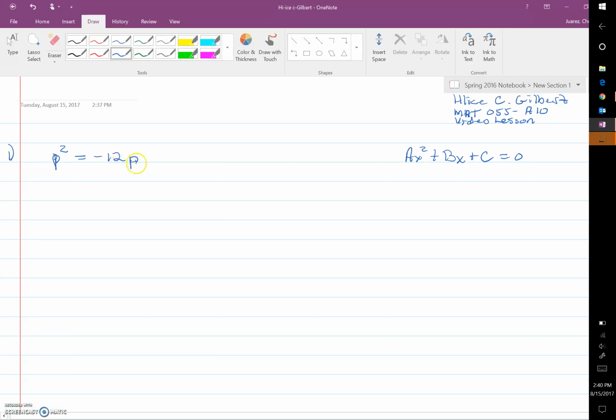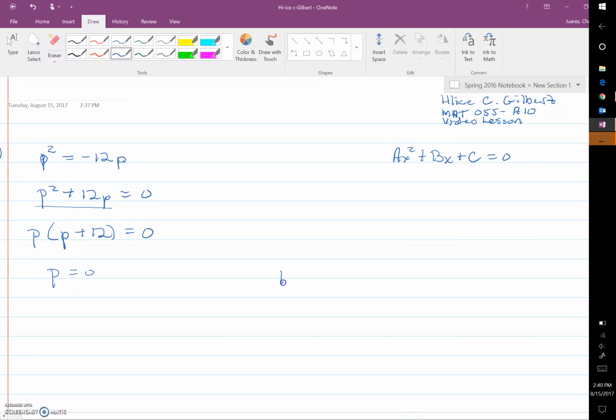So I'm going to add 12p to both sides. So p squared plus 12p equals 0. And now I'm going to just look at this part, pretend the equals 0 doesn't exist, and just go through my factoring rules. Is there any greatest common factor? Well, yes, there is. P, that leaves me with p times p plus 12 equals 0. Now I have two factors. It's fully factored, so I'll set each factor equal to 0. P equals 0. And p plus 12 equals 0.